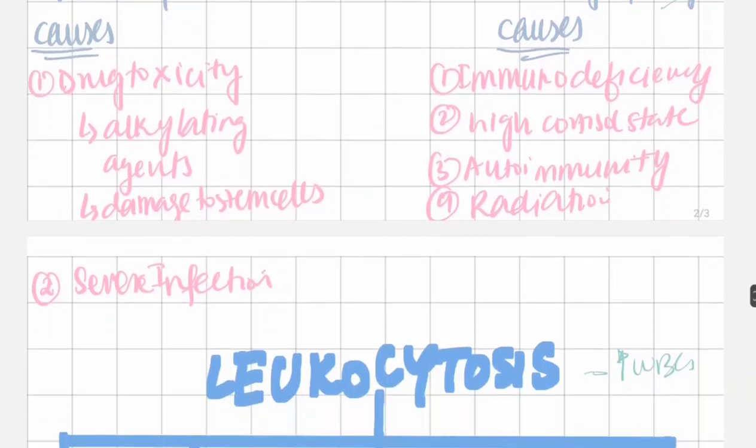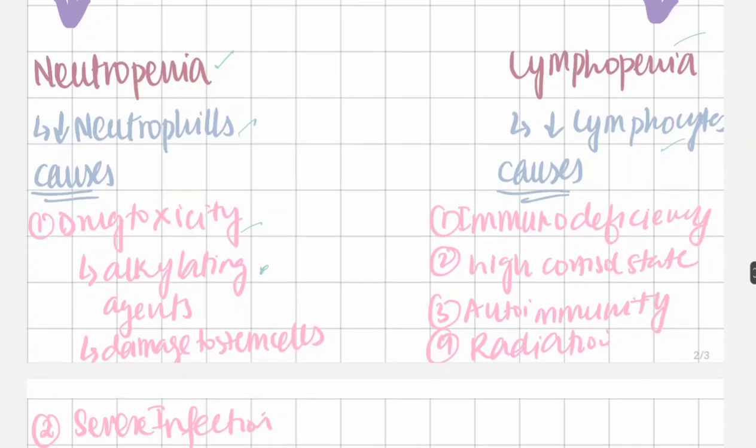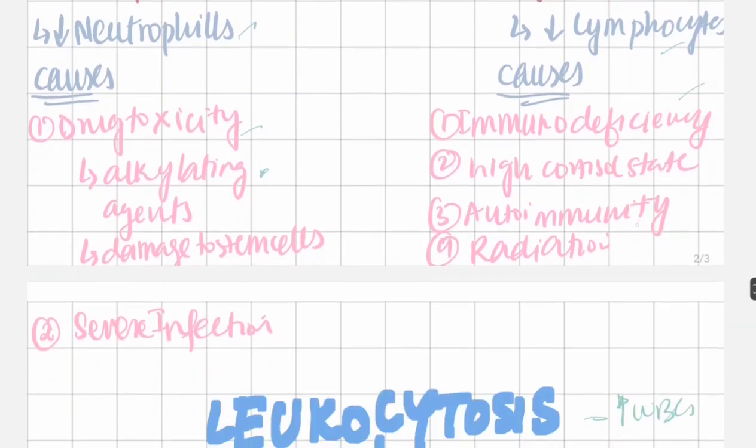The causes for neutropenia include drug toxicity. It could be alkylating agents because they damage stem cells, and it could be severe infections. For lymphopenia, there could be any kind of immunodeficiency syndrome or a high cortisol state. In a high cortisol state, basically, apoptosis of lymphocytes is induced. And there could be autoimmunity of any kind, for example, SLE. And of course, ionizing radiation, but this is mostly with whole body radiation.